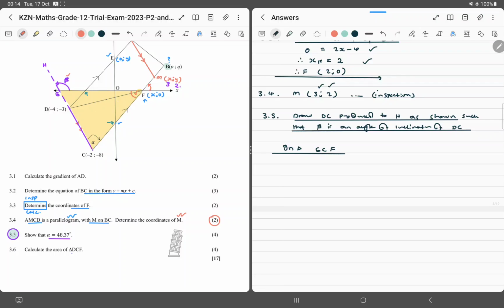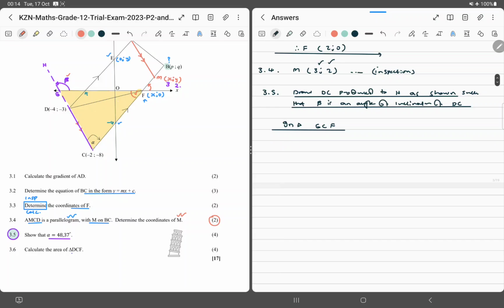What are we looking for? We know without a shadow of a doubt that angle GFC is equal to basically the angle BFX, because that is the angle of inclination of BC. Why is that? These are vertically opposite angles. It's always nice to sort things out.